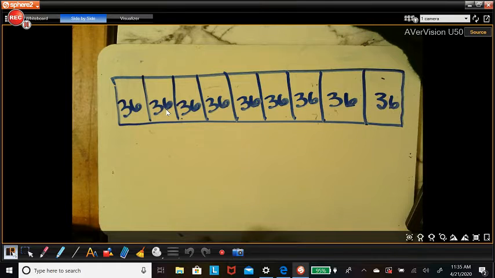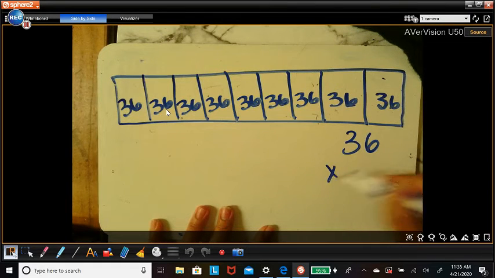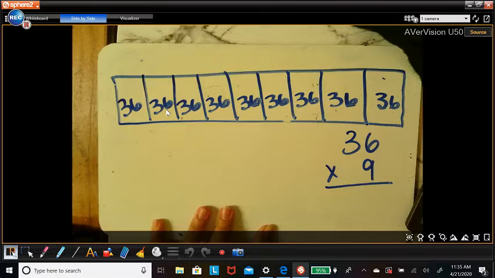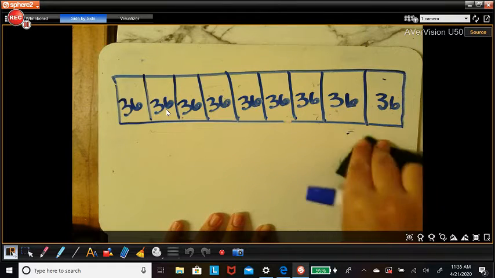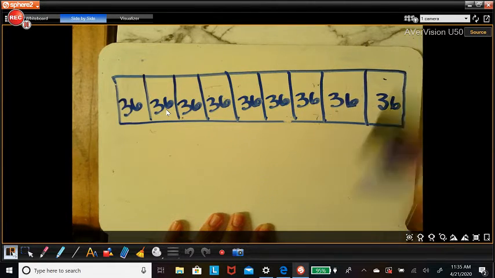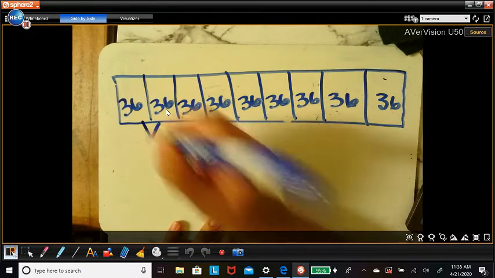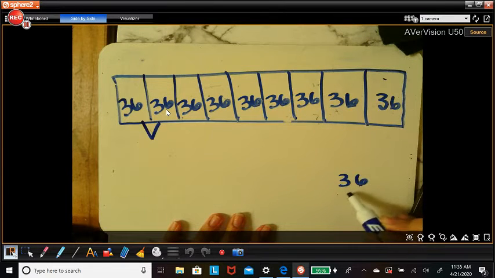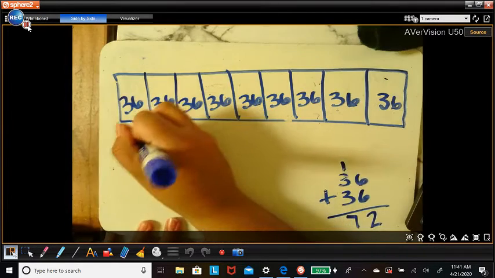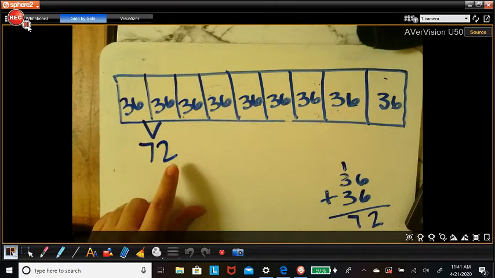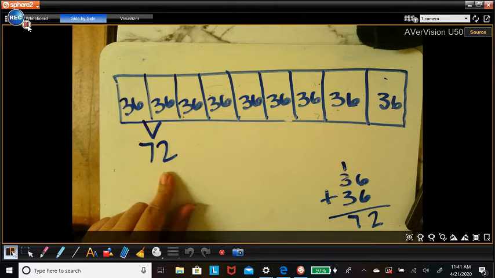Now in 4th grade, you will be multiplying 36 times 9 because I have 36, 9 times. And you can do it that way, and I know some of your families have been teaching you to do this. But here's another way to do it. Let's use addition because multiplication is repeated addition. So 36 plus 36. Okay, so I added 36 plus 36 and got 72. So I know that 2 36s put together is 72. Go ahead and pause the video and figure out the other ones.